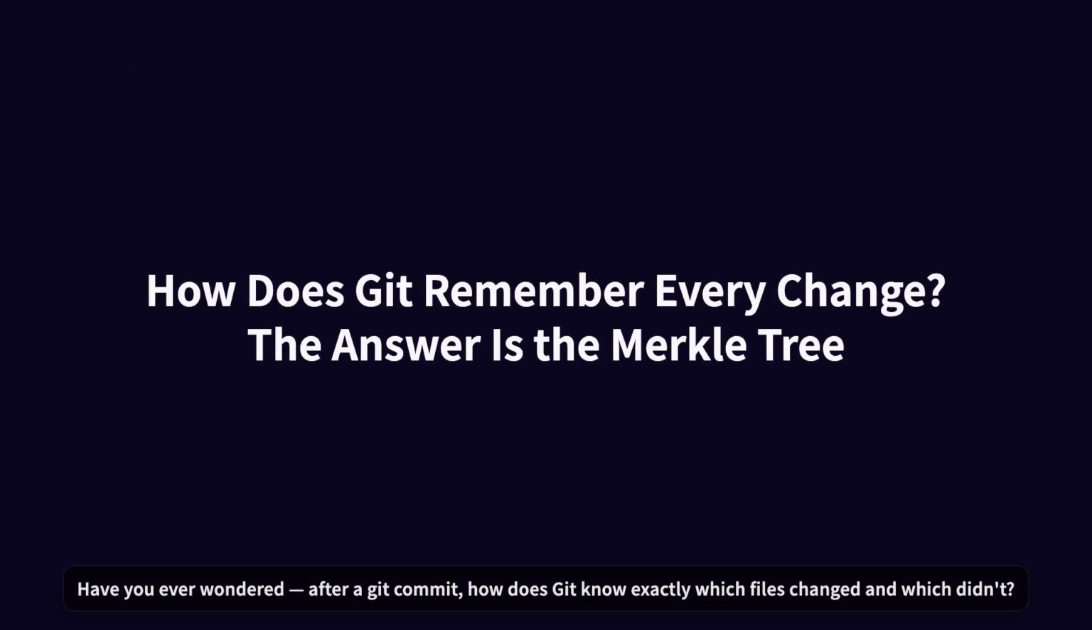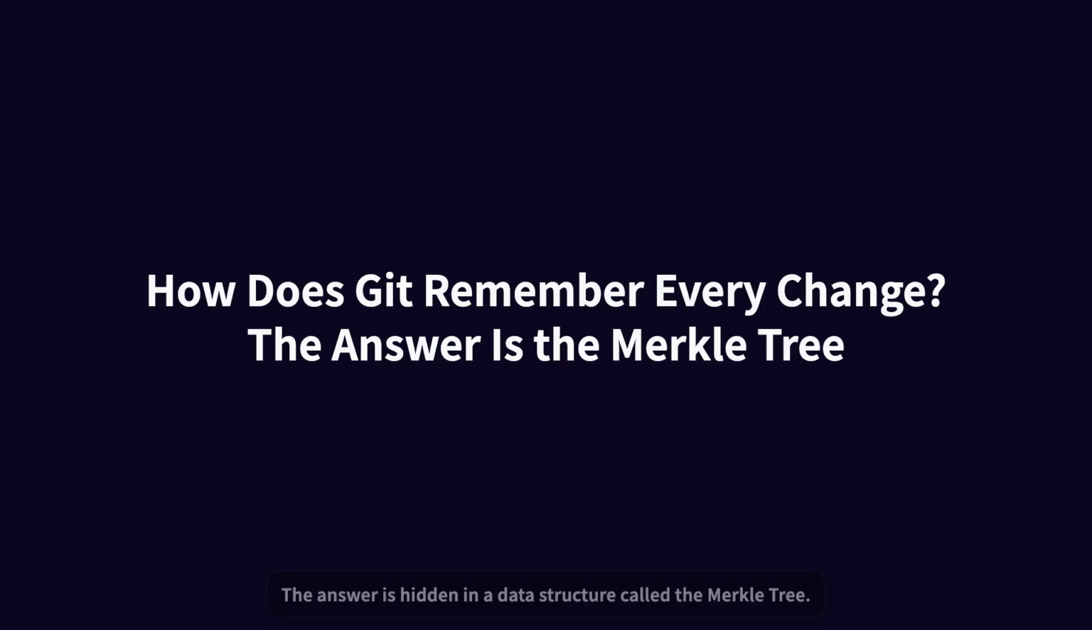Have you ever wondered, after a Git commit, how does Git know exactly which files changed and which didn't? The answer is hidden in a data structure called the Merkle Tree.